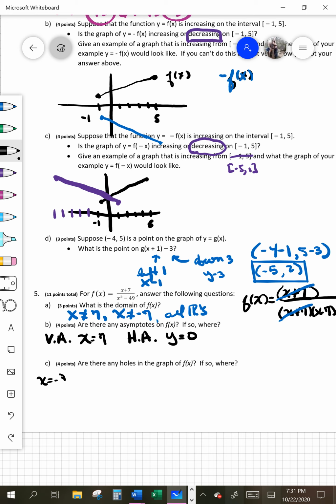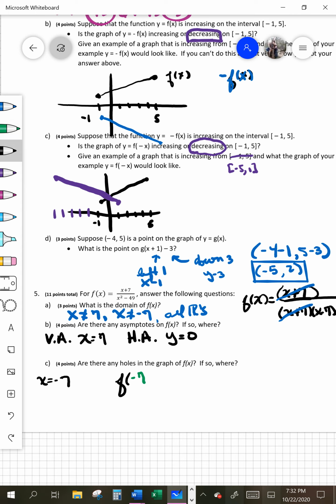And so to figure out what that y value is, where our hole is, we're going to go back in and plug in negative 7 into the reduced form, even though negative 7 is not part of our domain.